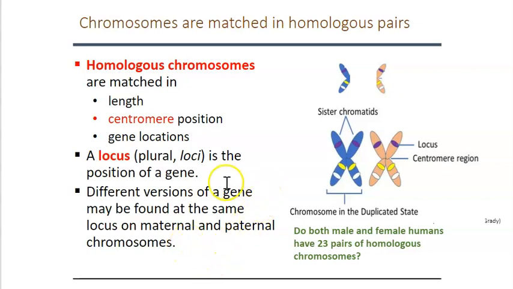Those first 22 pairs are called autosomes. You don't have to know that term. You'll talk more about that in lecture. But that 23rd pair, the sex chromosomes, in females are matched. You have two X's, but in males, it's an X and a Y. And those chromosomes are not homologous because they vary in males in regards to the X and Y when we look at length or gene location.